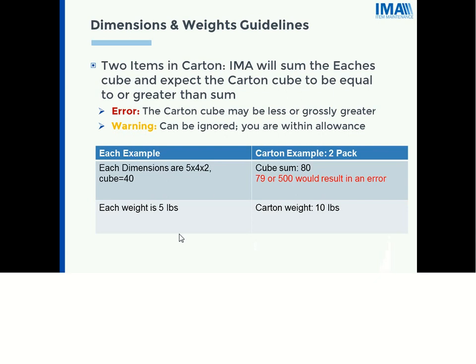Now the weight has to be exact. There's no reason why the weight shouldn't reflect accurately. Like I said, in this example, there's 2 items in the carton. IMA will sum the each's cube and expect the carton cube to be equal to or greater than the sum. So if you get warnings on your dimensions and weights, warnings can be ignored. That means you're within the allowance.